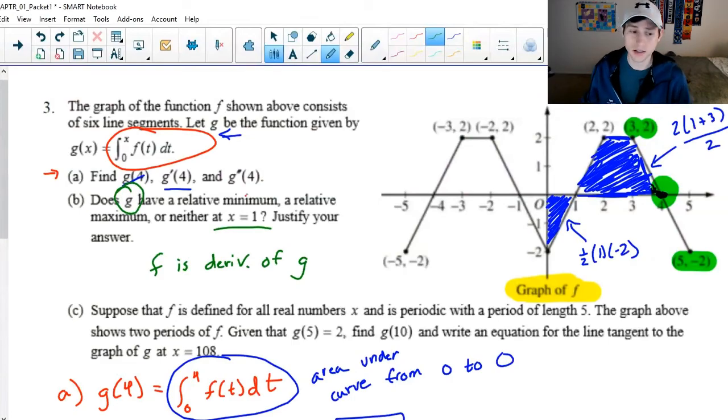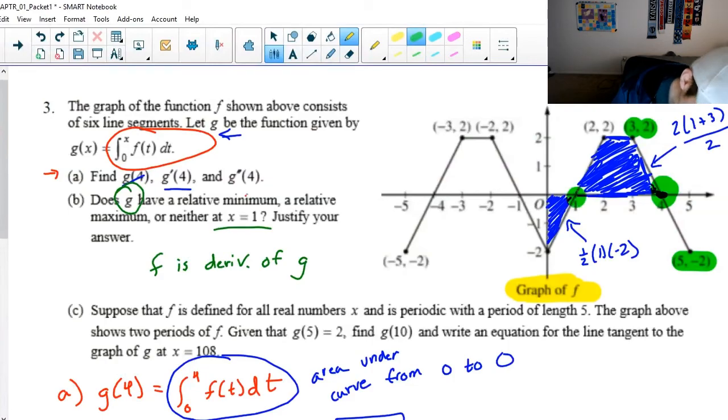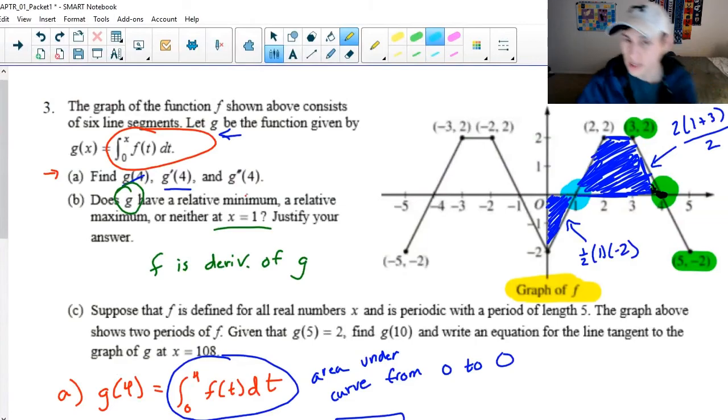So normally if the question asks us, is there a relative minimum or a relative maximum, we would find the derivative and say, okay, is the derivative changing from negative to positive, or from positive to negative? That's how we determine, through the first derivative test, if there is a relative min or relative max. So at x equals 1, we're focused on this point right here. At this point, what's happening to f? Well, f is going from a negative value to a positive value.